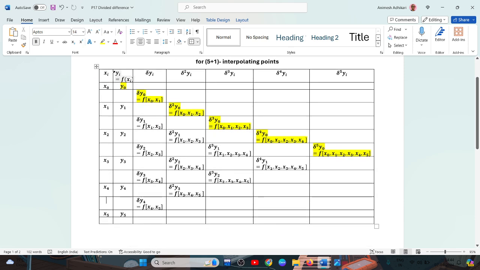These x are the nodes here. We are taking six nodes x0, x1, x2, x3, x4, x5, and yi corresponding to the value of f(xi), that is y0, y1, y2, y3, y4, y5. Delta yi is the first order divided difference, defined by delta y0 equal to the divided difference f[x0, x1].